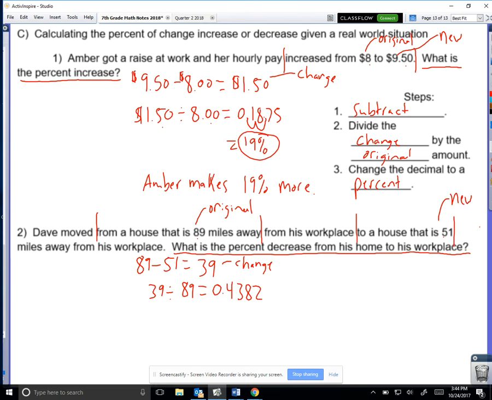Now I'm on to step number 3 here. I'm going to change the decimal to a percent. I'm just going to move this decimal point 2 places to the right. It's now going to go right there. I can do some rounding. That's going to get me 44% as my answer. 44% describes how many miles less he drives to work from where he used to live. If we want to put that in a sentence, we could say Dave lives 44% closer to work.